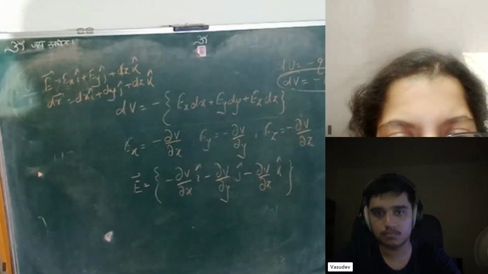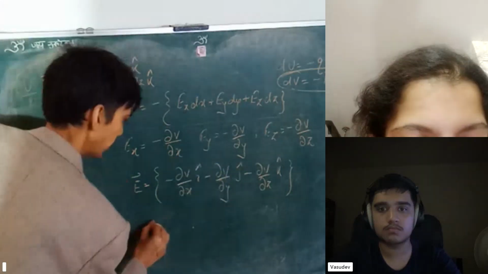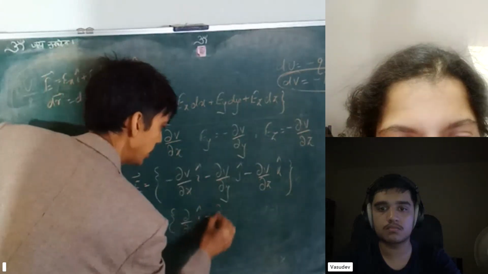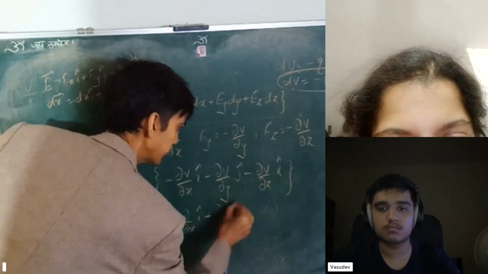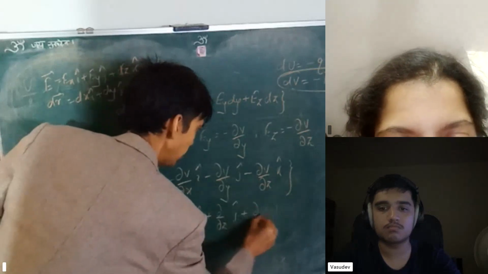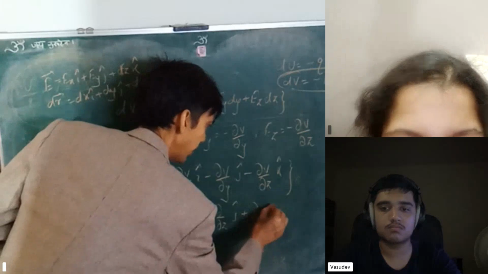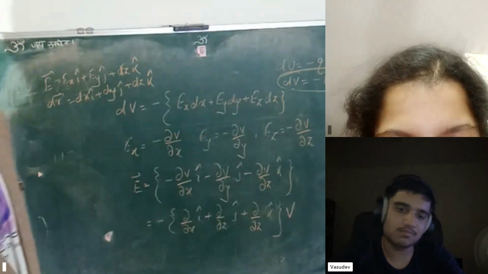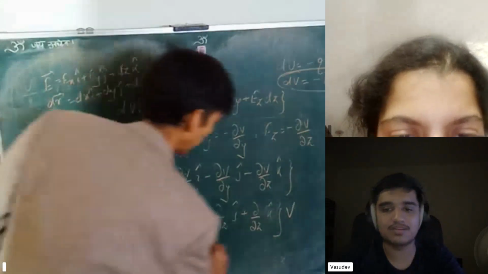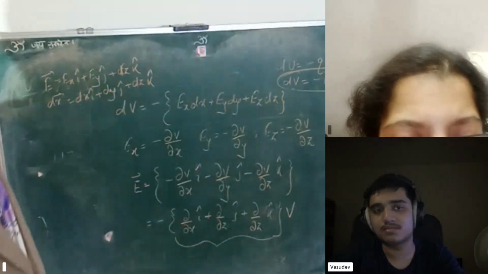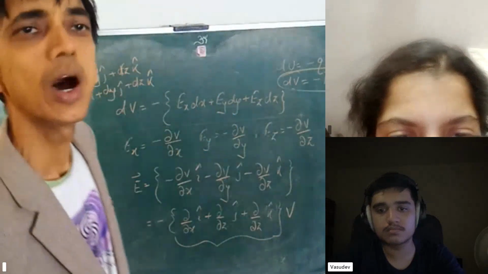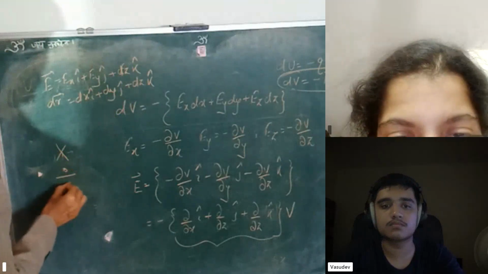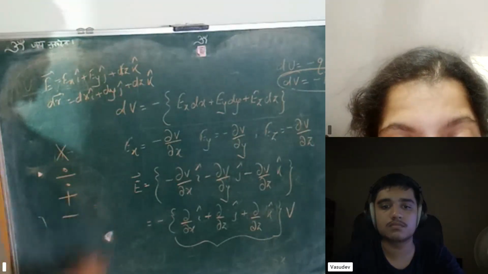Alright, dear? Now what is this factor? This factor can also be marked as d/dx i cap plus d/dy j cap plus d/dz k cap, and we can place V outside. This is basically a mathematical operator, nothing much. If I give it separately, it's an operator. It operates on a scalar quantity to get you a vector quantity.